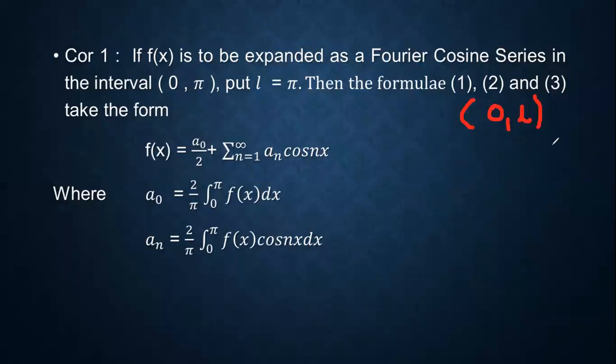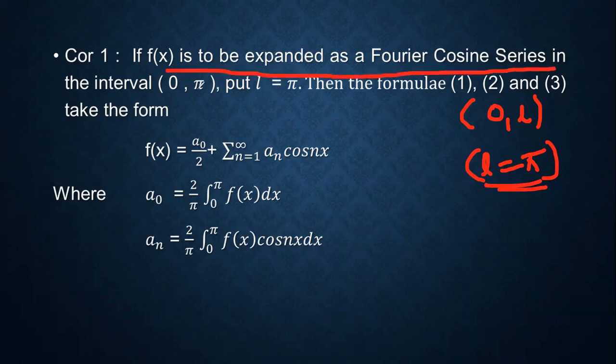It is for the interval of 0 to L. In place of L, if you substitute pi, how can this Fourier cosine series be expanded? That is, if f of x is to be expanded as a Fourier cosine series in the interval of 0 to pi, it is actually 0 to L, so in place of L, we have to substitute pi.